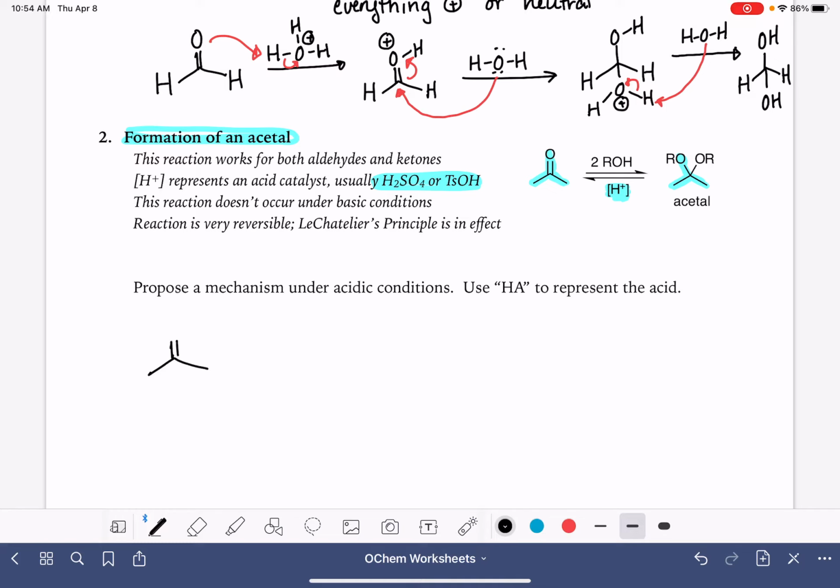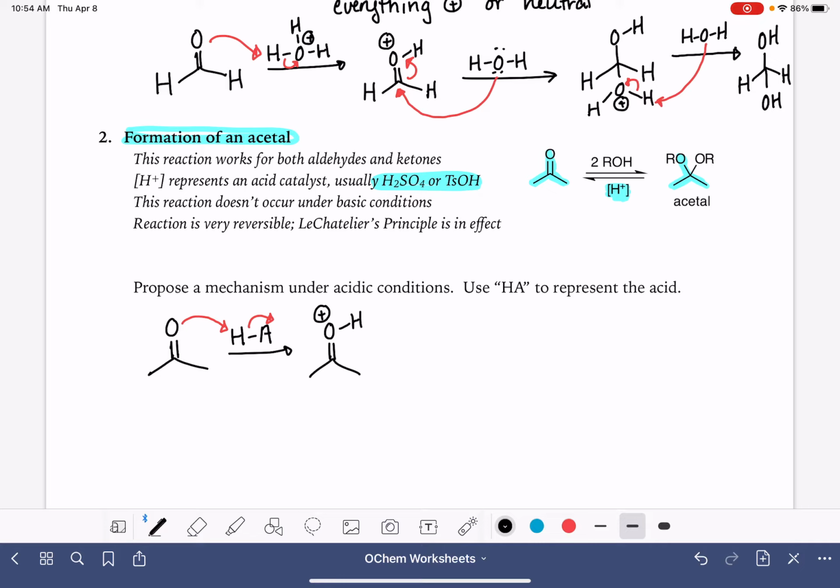So I'm going to start with the ketone. We're going to start with our acid HA. Even though this reaction is in equilibrium, same with the hydrate reaction, I'm just going to simplify things by only writing the forward arrow. Anytime you have an oxygen in the presence of an acid, you should begin by protonating the oxygen atom, and that's going to give us this intermediate right here, like that.